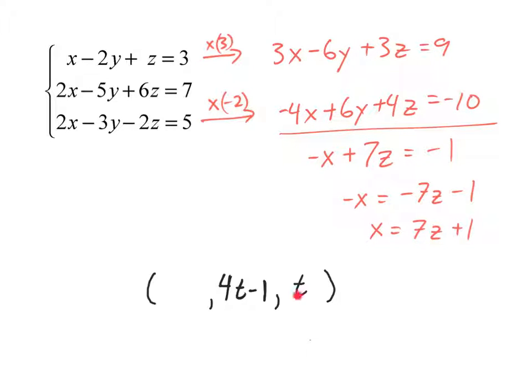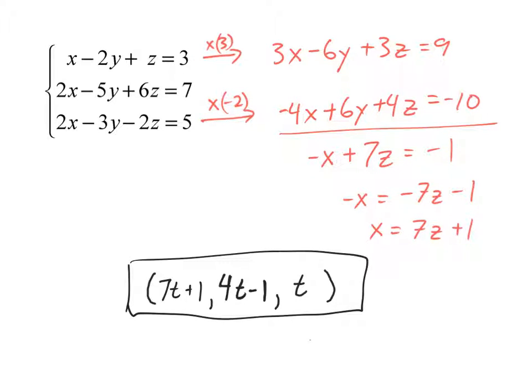Now, I'm going to pick a number t, any number t, and I'm going to put it in for z, and that will give me an x. So, if I do that, x will look like 7t plus 1. So this is my answer. Now, what does it mean? Once again, I can plug in anything for t.